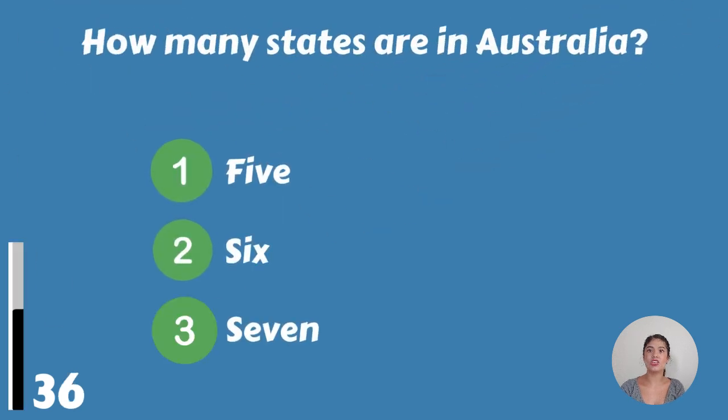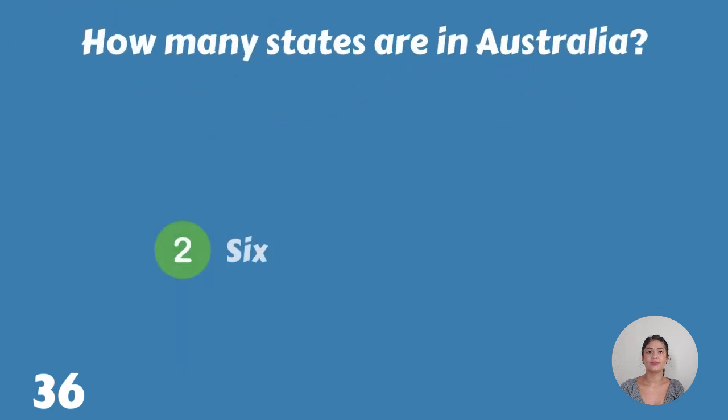How many states are in Australia? 5, 6, 7. 6.